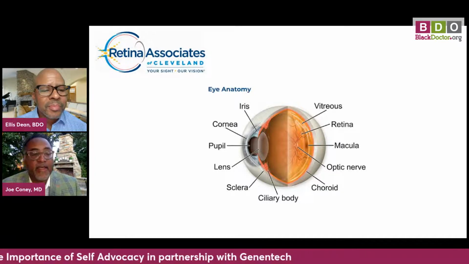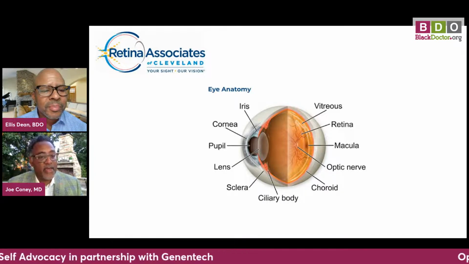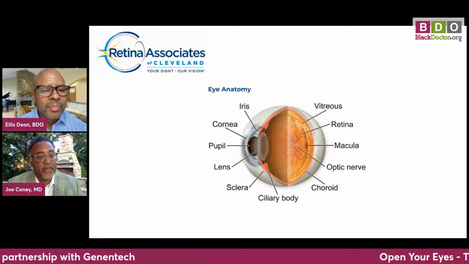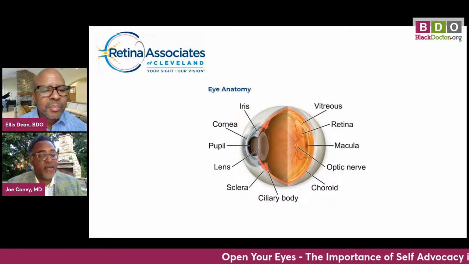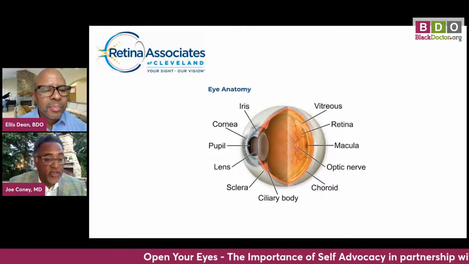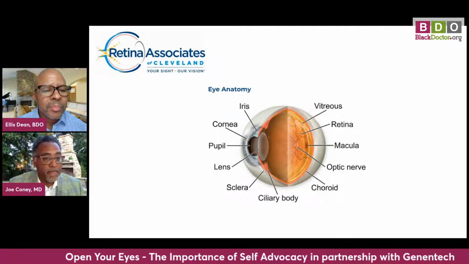Once you have diabetes, if you have type 2 diabetes, we do recommend an exam once you're diagnosed, because in the early stages of diabetes, there are no signs or symptoms. There's no vision loss. Okay.